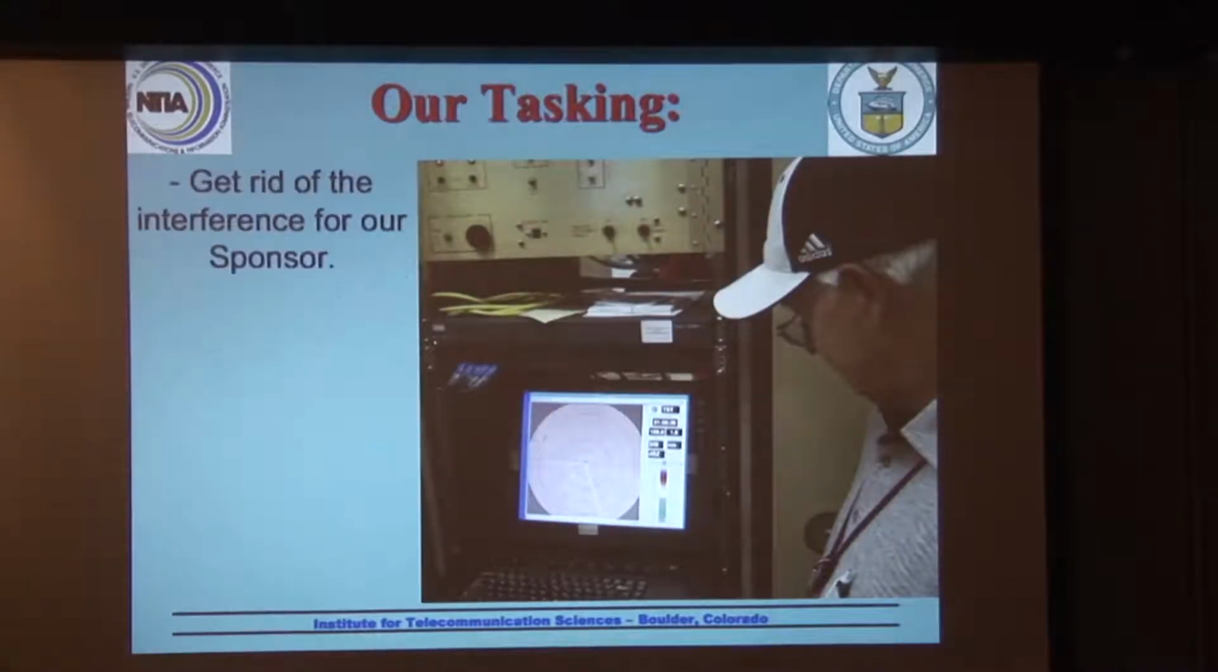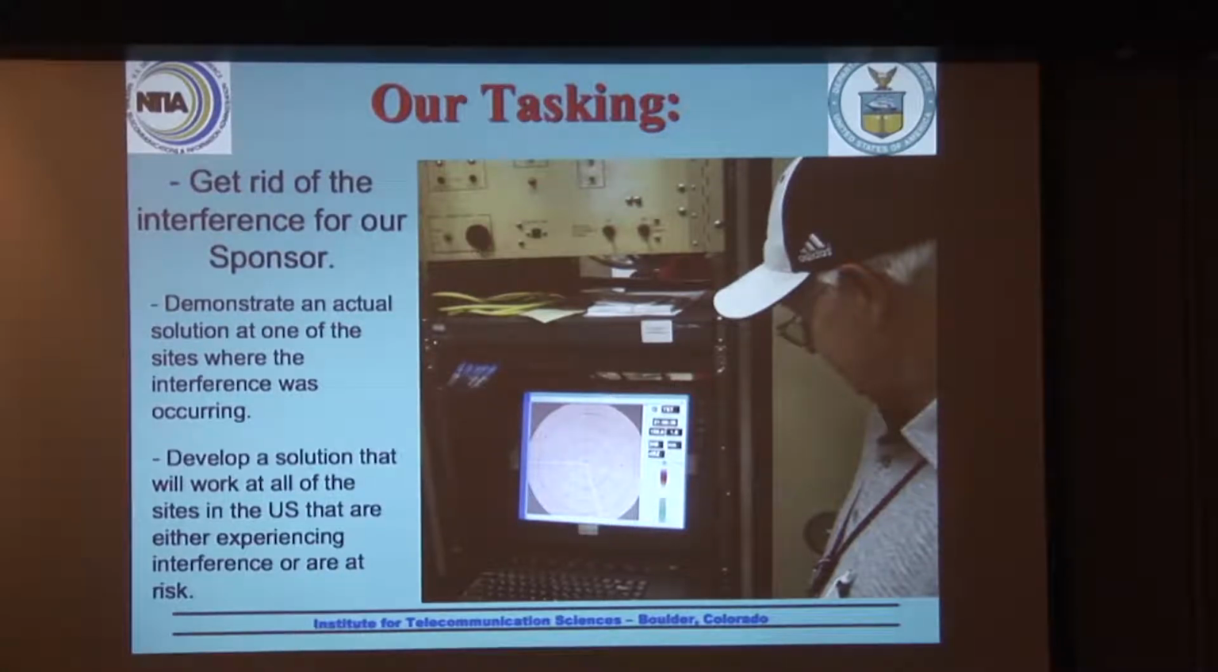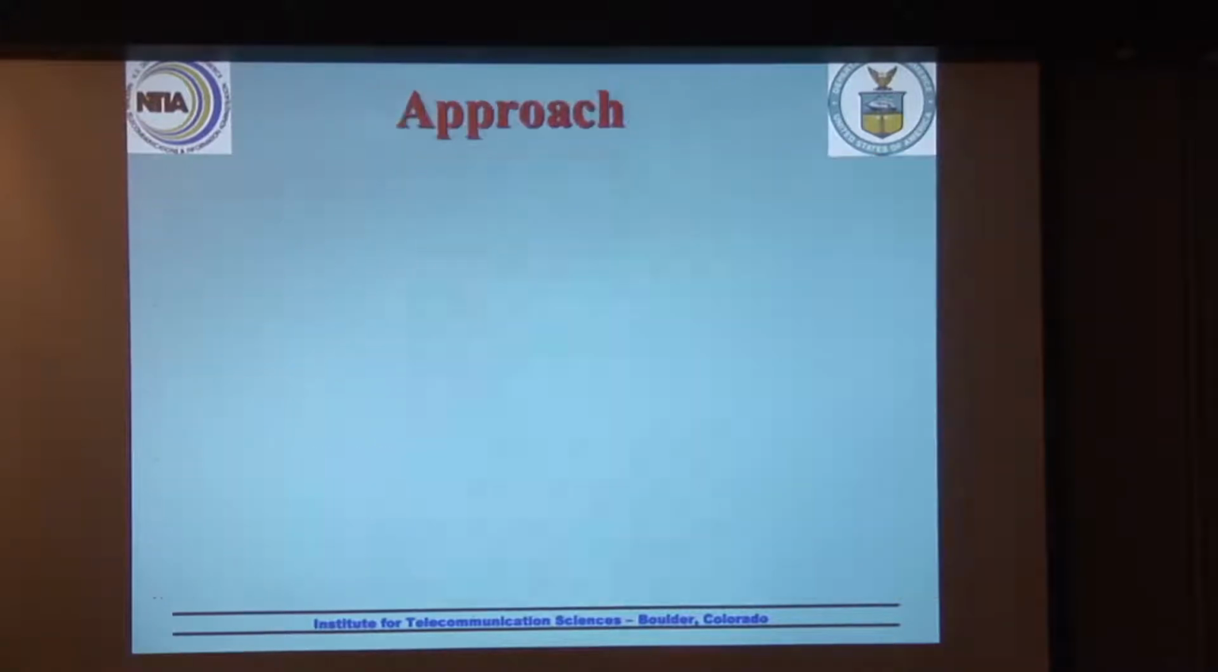Our task was, first and foremost, to determine a method to end this interference problem for the sponsor. The sponsor, in this case, was the agency operating the weather radars. What we needed to do was demonstrate an actual solution at one of the sites where the interference was occurring. But to do that, we needed to know, of course, what the interference problem was. And then, having identified the problem, having found a solution, we needed to be able to show that we could implement whatever the solution would be at sites all over the U.S. that either were or could experience this type of interference.